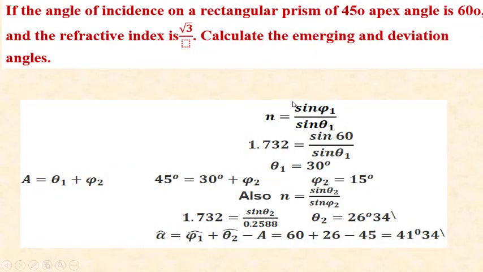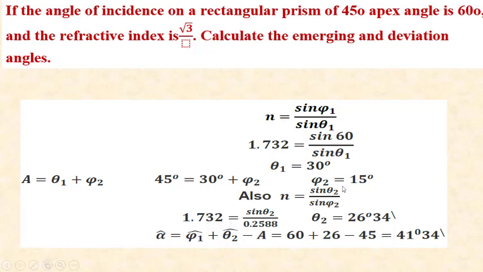From the given, n equals sine phi 1 over sine theta 1. N is given as root 3, which is 1.73, equals sine 60 over sine theta 1. So from the rule of refractive index, I can get theta 1, which is the angle of refraction. Okay. A equals theta 1 plus phi 2. Then 45 equals 30 plus phi 2. So phi 2 equals 15 degrees.